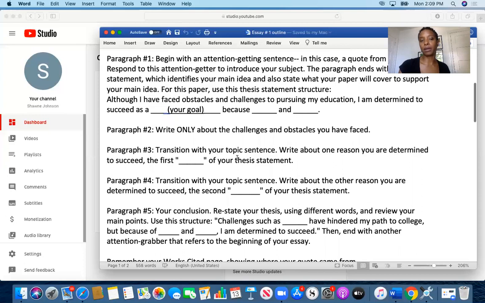The third paragraph, I'm going to write about the reason I'm determined to succeed, right? So if I want to be a nurse because I want to help people, then that's going to be my third paragraph. I want to be a nurse because I want to help people, and then you're going to tell me what that means to you. My fourth paragraph, I'm again pulling from that thesis statement, and I want to make the world a better place, whatever that means to you.